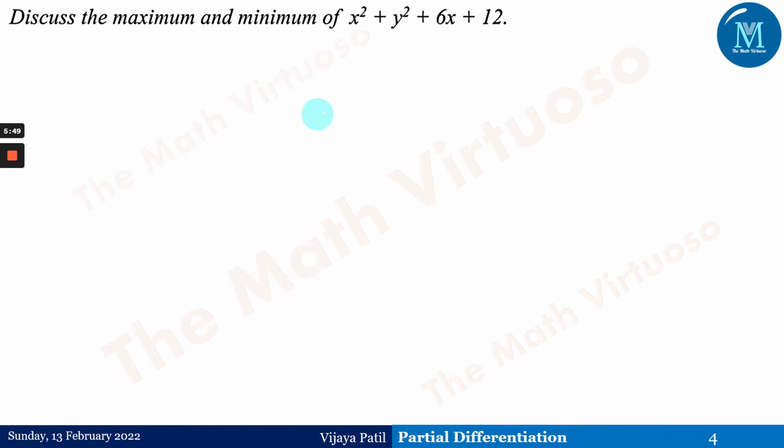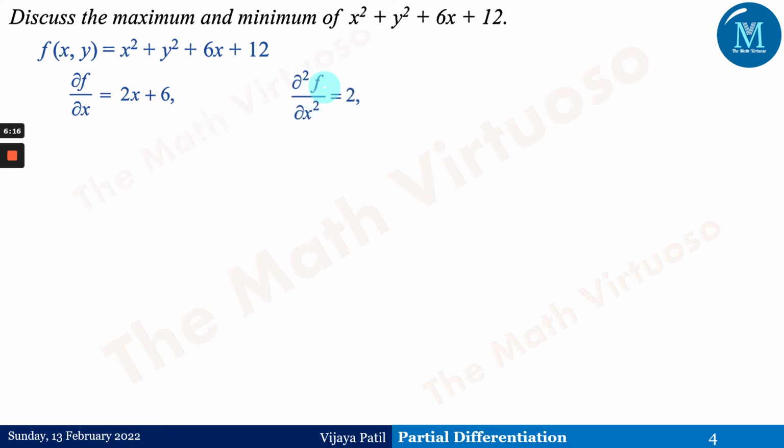Discuss the maximum and minimum of the function x square plus y square plus 6x plus 12. That means we consider f of x comma y as x square plus y square plus 6x plus 12. Then dou f upon dou x is 2x plus 6. We differentiate this function with respect to x, so x square gives 2x and 6x gives 6. Similarly, dou square f upon dou x square is 2, because after getting 2x, its differentiation with respect to x gives 2.